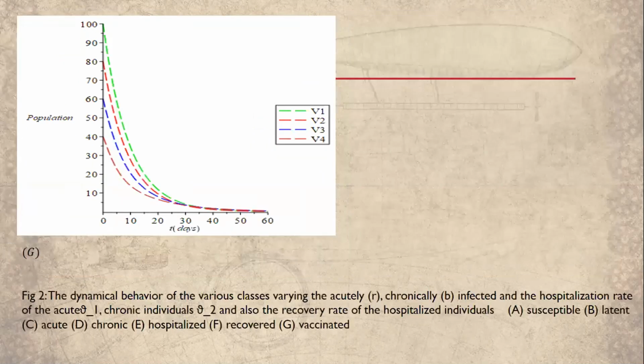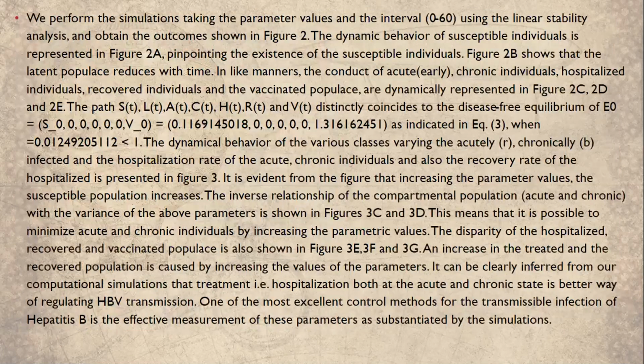Figure 2 shows the dynamic behavior of the various classes, varying the acute, the chronic, the infected, and the complacent equilibrium. So we perform the various simulations taking the time from 0 to 60. We're using 60 days because that is the acute period, 0 to 60 days. Anybody carrying the disease, any sufferer, any infected individual, at 60 days will start showing in this infection state. So using the linear stability analysis, we obtain the outcomes shown in figure 2.